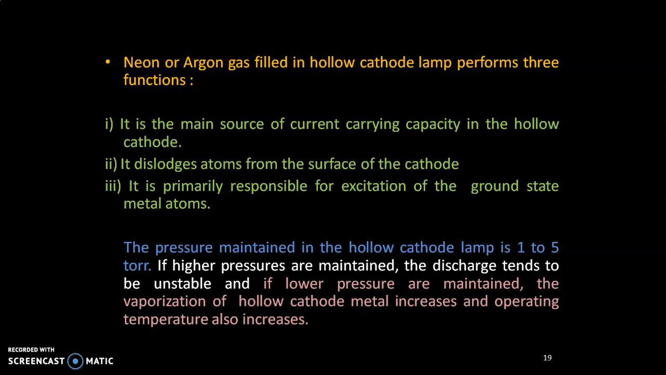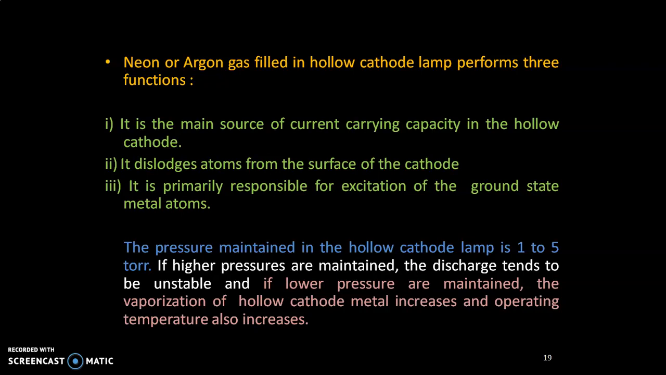Neon or argon gas filled in the hollow cathode lamp performs three functions. It is the main source of current carrying capacity in the hollow cathode lamp. It dislodges atoms from the surface of the cathode. It is primarily responsible for excitation of the ground state metal atoms.